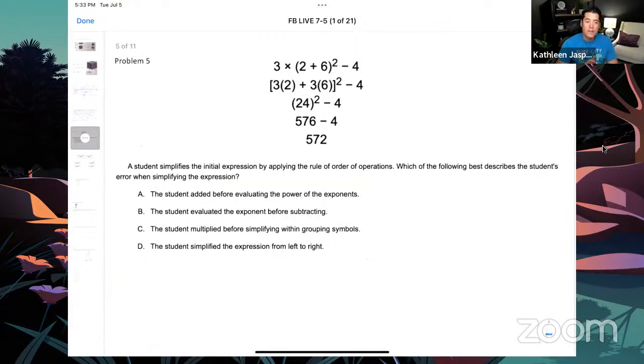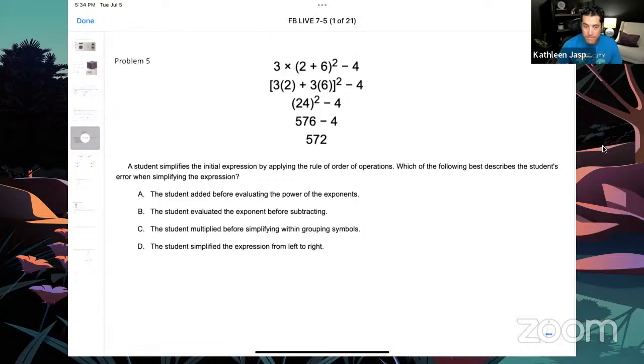Okay, next question. So we've got a work problem. A student simplifies the initial expression by applying the rule of order of operations. Which of the following best describes the student's error when simplifying the expression? So again, when we do these types of exams, a lot of times you'll see student work, and then they can ask you any number of questions relating to the student's work. In this case, it's which of the following describes the error. So definitely made a mistake.